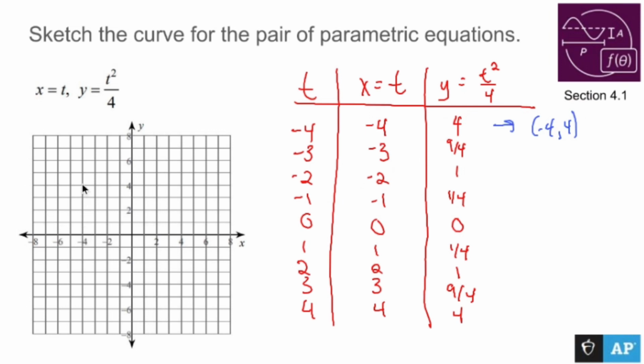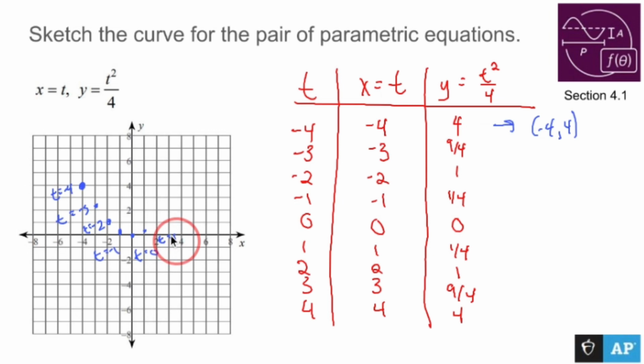So -4, 4 lives here. And I will say that that's when t was -4. -3, 9 over 4 is like 2.25. So -3, 2.25 is when t was -3. When t was -2, I get -2, 1 lives right here. So t is -2. When t is -1, I got -1 and then a quarter. So that's when t was -1. When t was 0, I get the origin. So t is 0. And then we go back up.